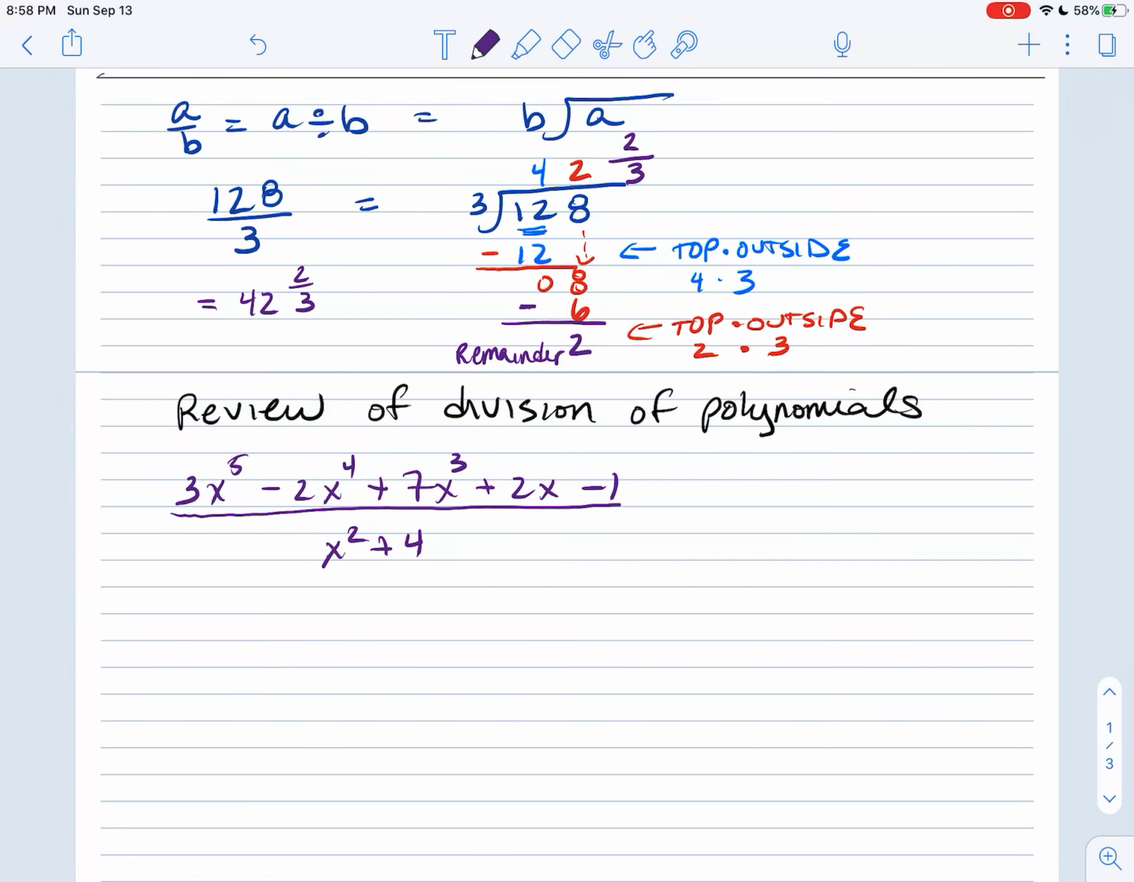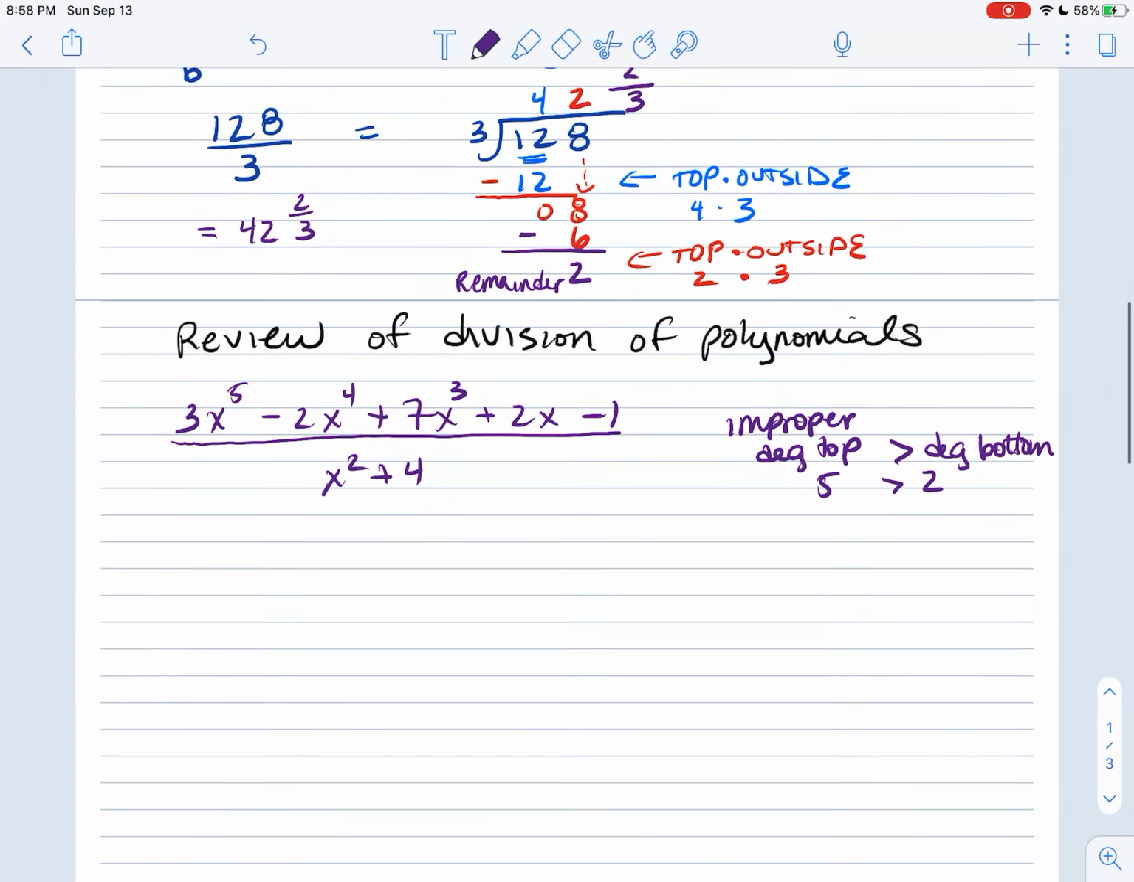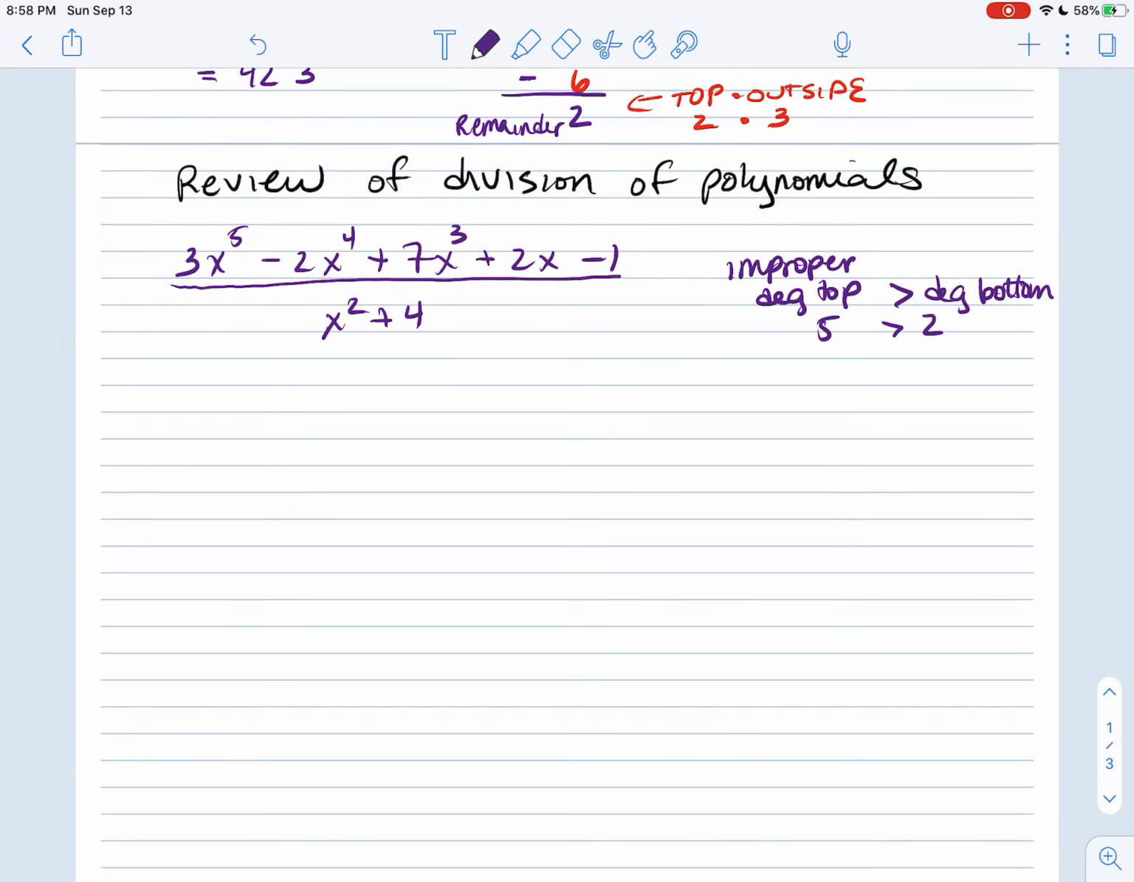Good. This, I can see that is improper because the degree of the top is 5, and that is bigger than the degree of the bottom, the denominator, and the degree of the denominator is 2. So we have an improper rational expression. So the first thing that we would want to do is divide the denominator into the numerator.